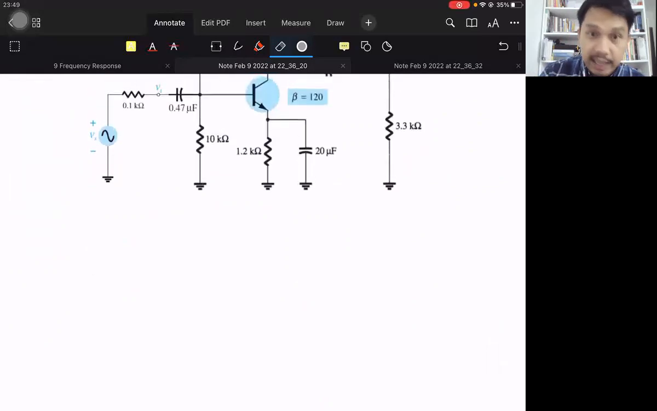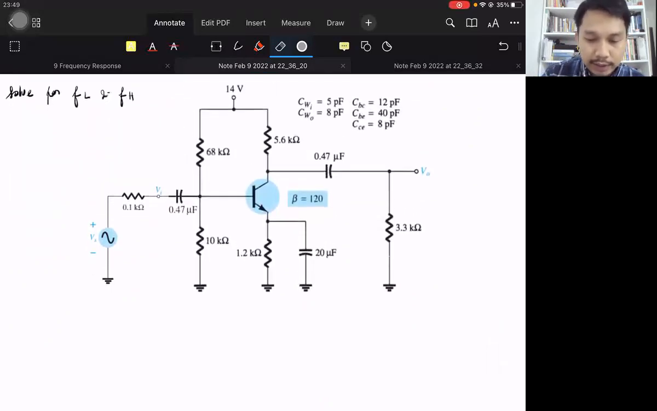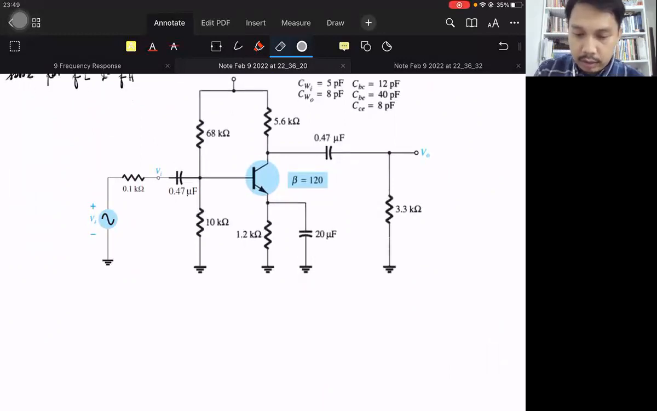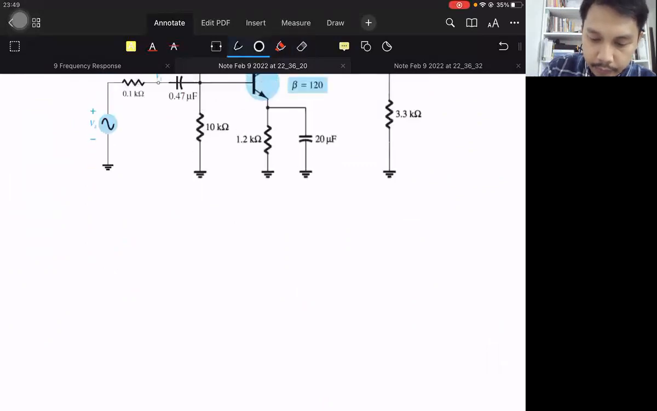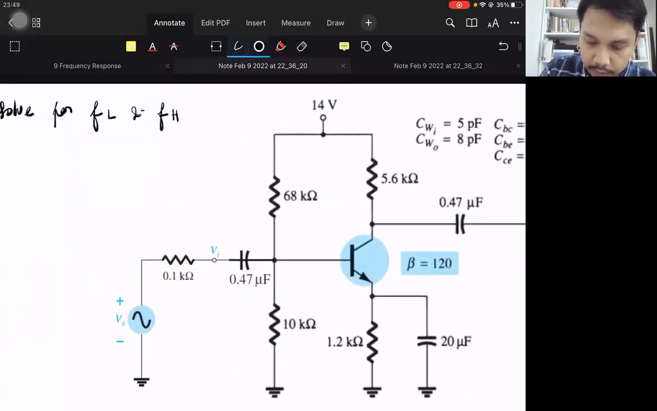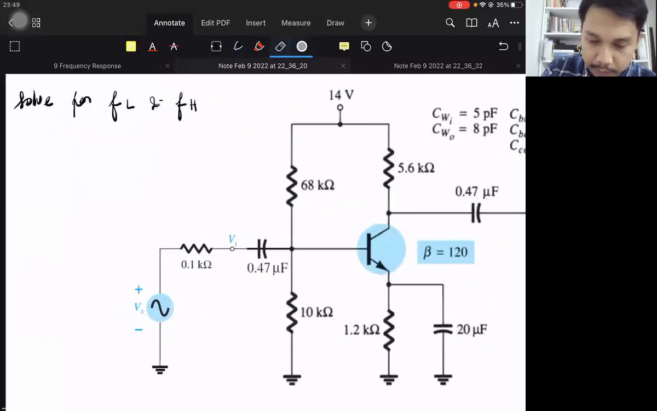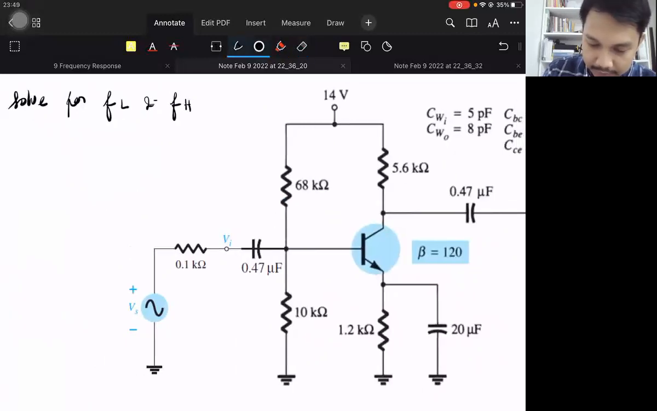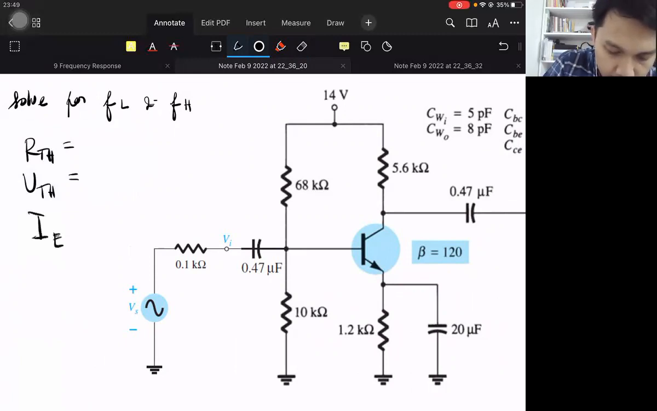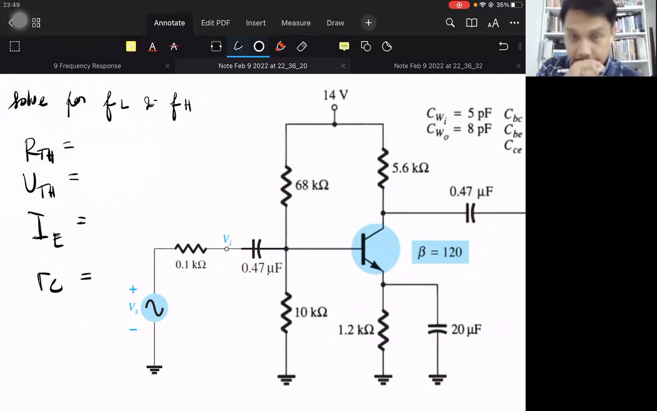Perform the DC and AC analysis. Why did we start with what we did last semester? DC analysis, then AC. Okay? RTH, VTH, IE, and small re, these are important, right?